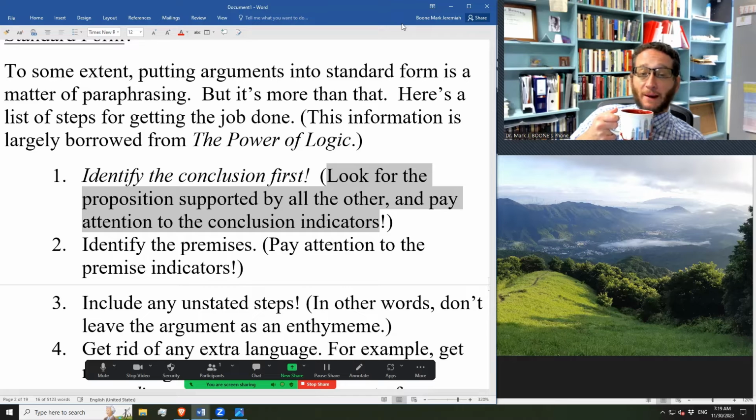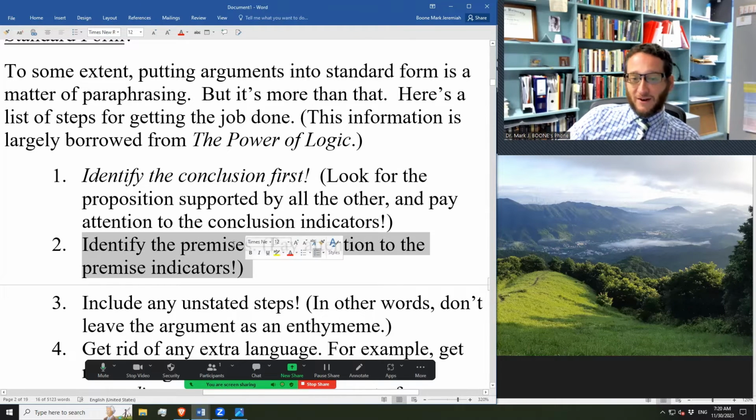And look for the proposition supported by all the others. That's even more important. It's a little subtler, maybe. Conclusion indicators are simpler, faster to work with, but less decisive. What's really decisive is the proposition supported by all the others. It's probably the conclusion. And if it's not the conclusion, then the argument is really badly done.